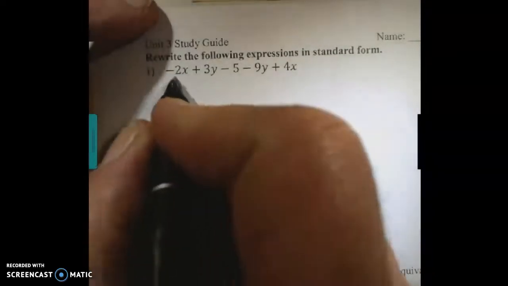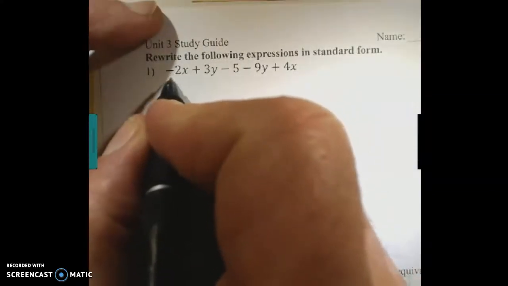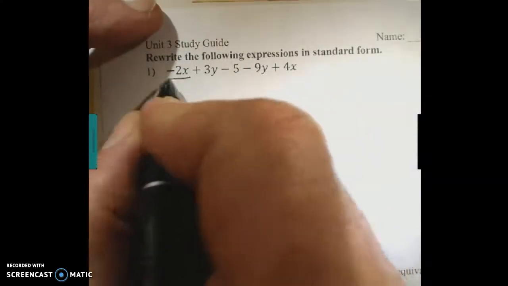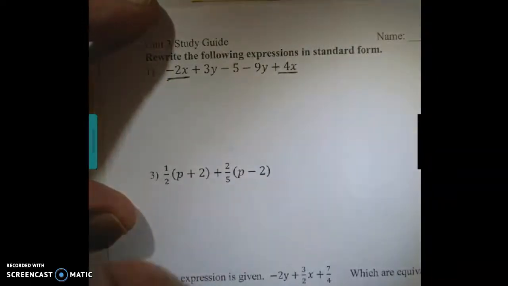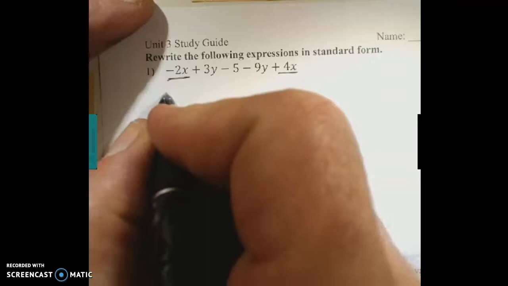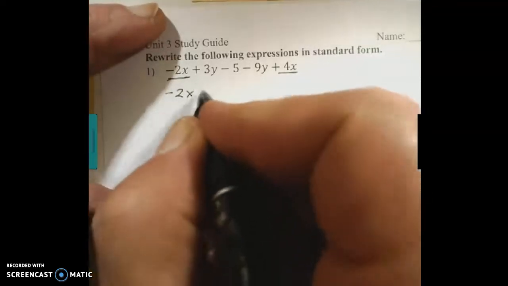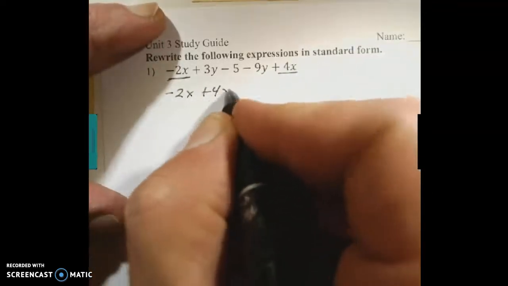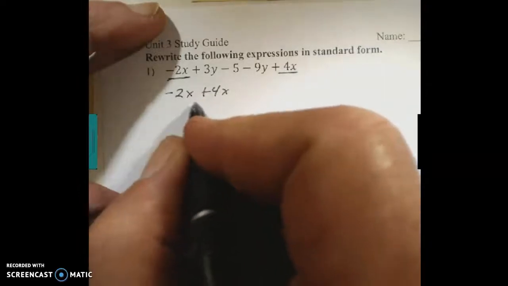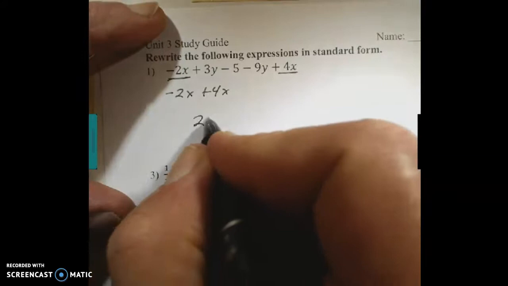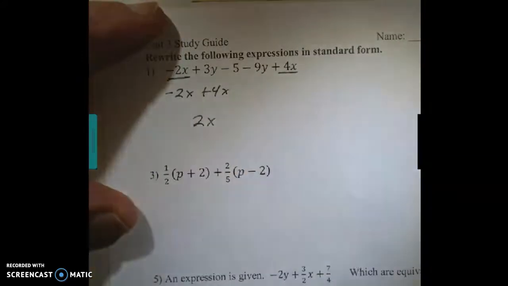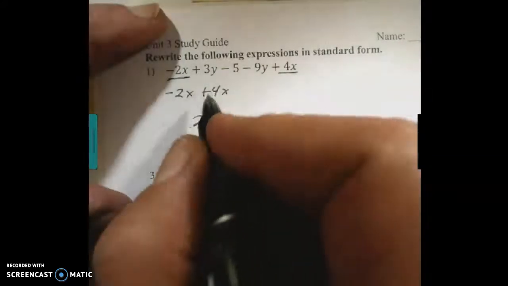Like terms, if they have variables, have to have the same variables. So negative 2x is like 4x. These two can be combined. So a negative 2x plus 4x. May as well combine those right now. They're different signs, so you subtract, you get 2x. The larger amount is the positive, so it's just a positive 2x.